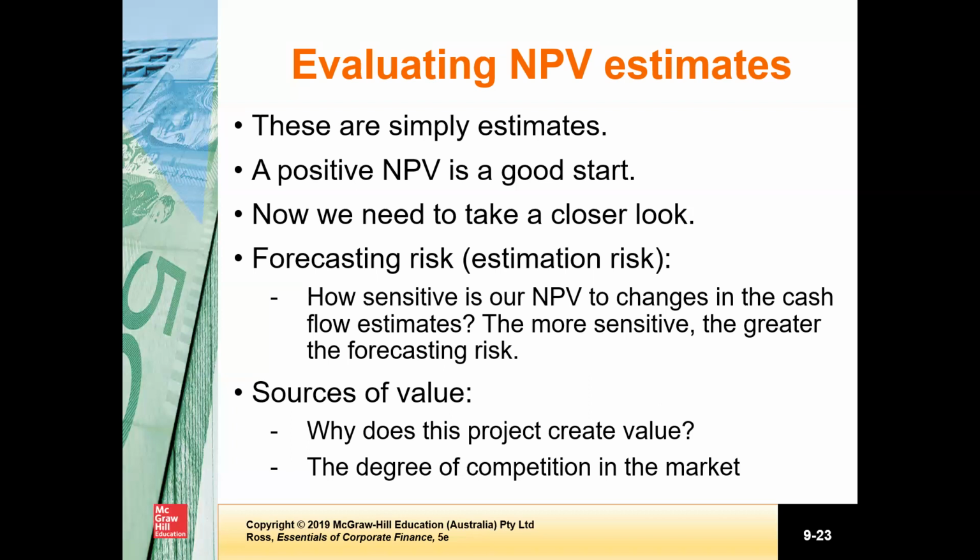If you think about it, there are two circumstances under which a discounted cash flow analysis could lead us to conclude that a project has a positive NPV. The first possibility is that the project really does have a positive NPV. That's good news. And the bad news is the second possibility. A project may appear to have a positive NPV because our estimates are maybe optimistic or inaccurate. That gives rise to forecasting risk, or estimation risk.